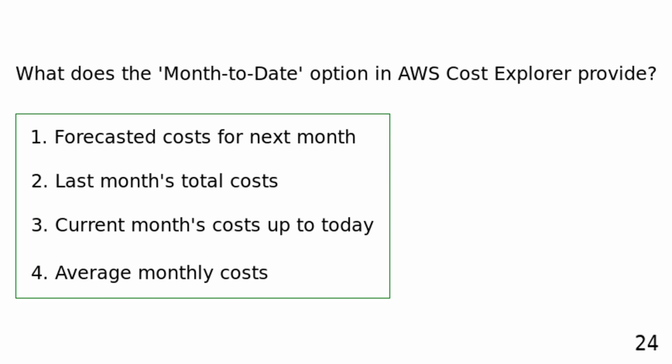What does the month-to-date option in AWS Cost Explorer provide? Forecasted costs for next month. Last month's total costs. Current month's costs up to today. Average monthly costs.